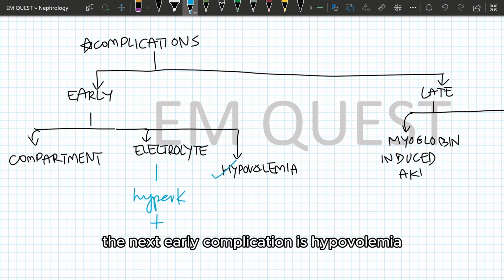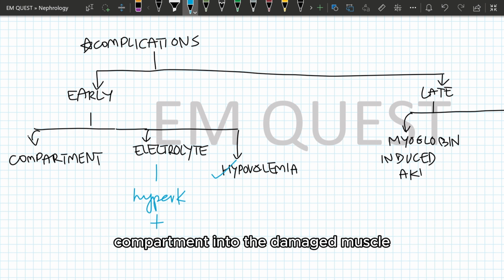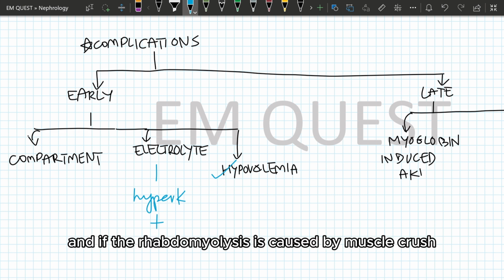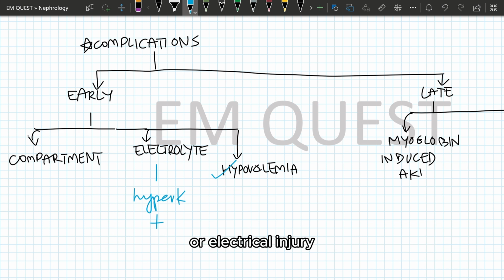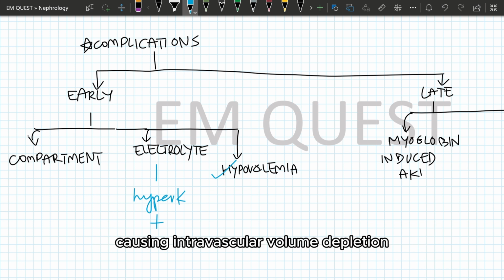The next early complication is hypovolemia. So we know that the fluid moves from the intravascular compartment into the damaged muscle, and if the rhabdomyolysis is caused by muscle crush or electrical injury, then the fluid shift can exceed very large amounts, causing intravascular volume depletion.